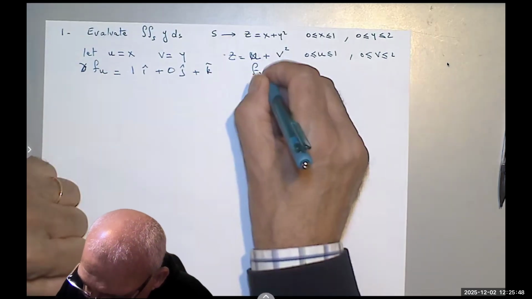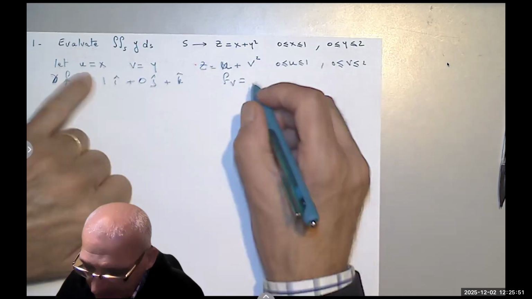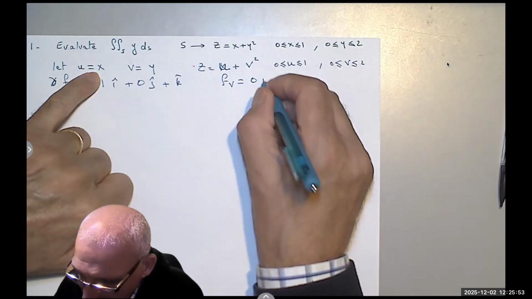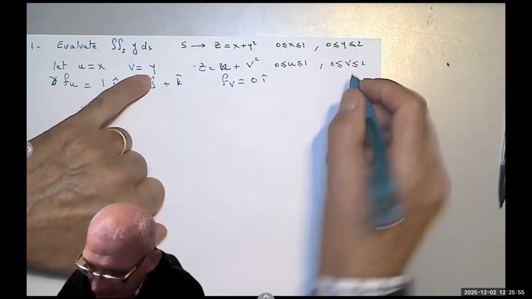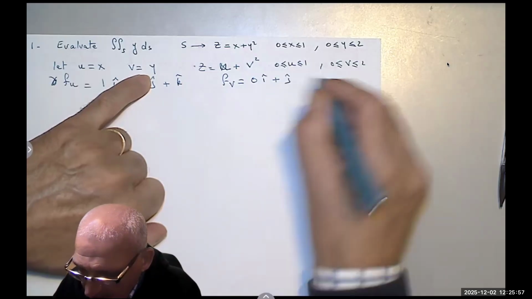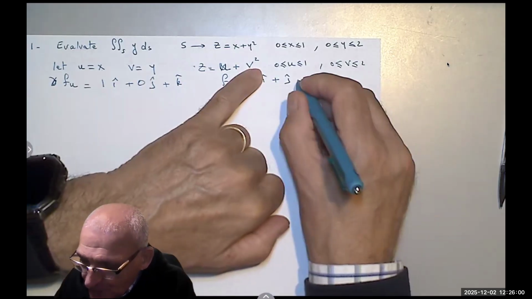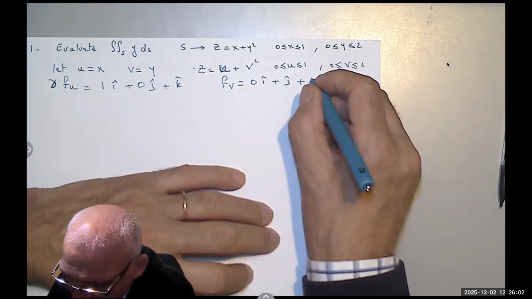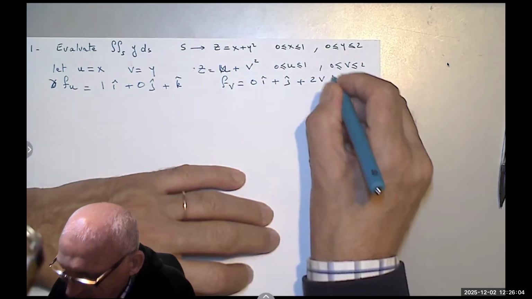F with respect to v. So if I take the partial with respect to v, there is 0i, just 1j, so plus j. But I have 2v in the k direction.